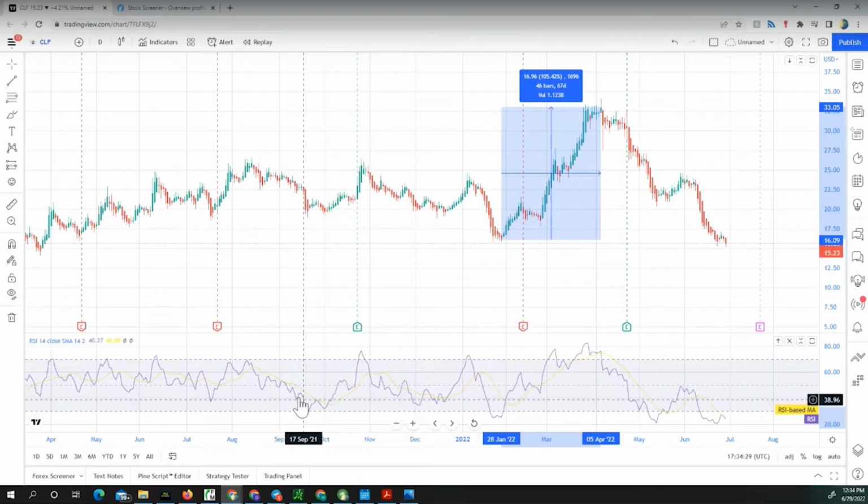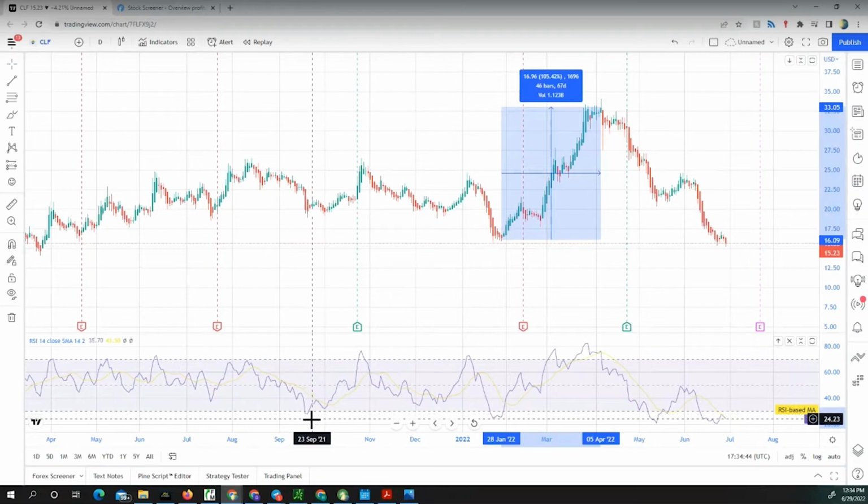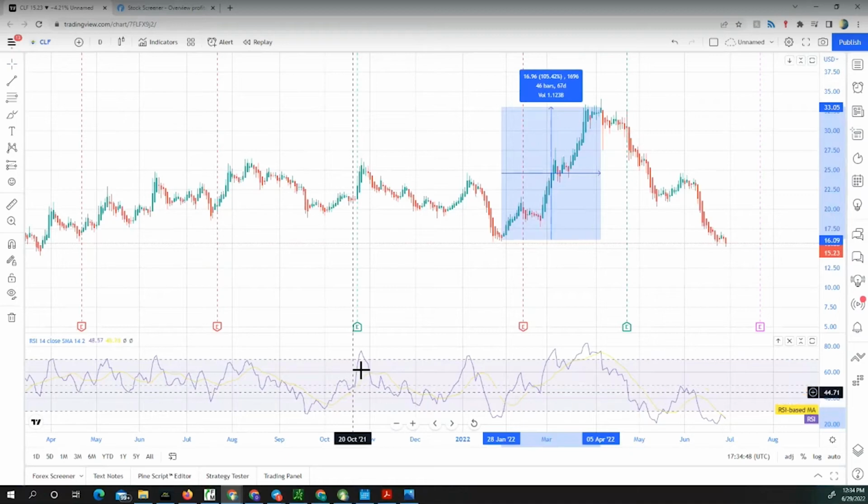Now you can notice there's a purplish region and a regular white region. This is the region in which RSI is measured. You can see the bottom of that purple region is around 30, and the top is around 70.